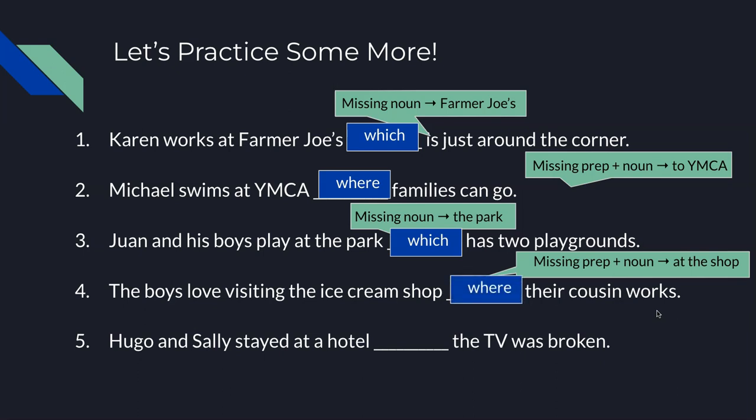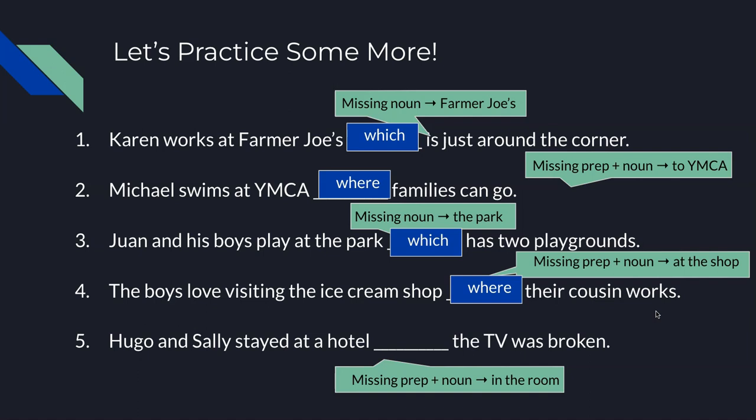Okay, lastly, number 5. Hugo and Sally stayed at a hotel. The TV was broken. Think about what is missing here. The missing word is in the room. The TV was broken in the room at the hotel.